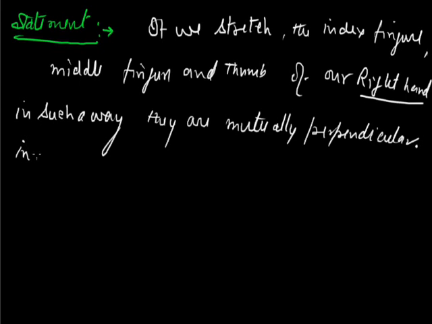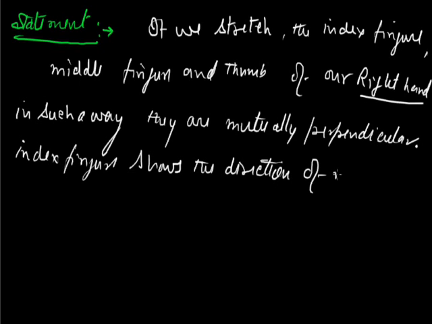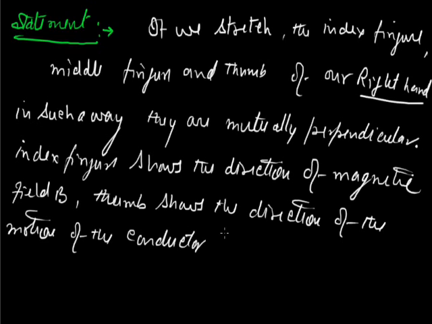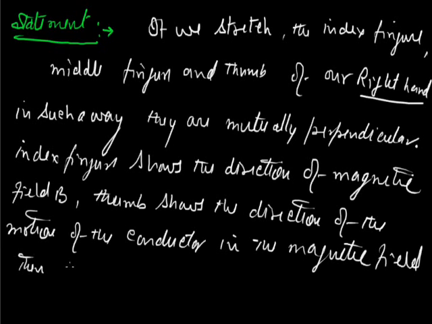Index finger shows the direction of magnetic field B. Thumb shows the direction of the motion of the conductor in the magnetic field. Then middle finger will show the direction of induced current.